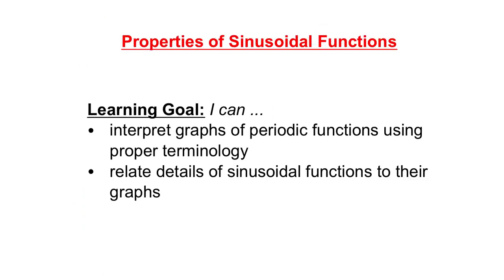Now, the lunar cycle is an example of a periodic function. So we're going to interpret graphs of periodic functions using proper terminology in this lesson. Now, there's a special kind of periodic function which is called a sinusoidal function. So we're going to relate details of sinusoidal functions to their graphs as well in this lesson. So we're going to talk about some terminology, then we're going to talk about properties of sinusoidal functions.